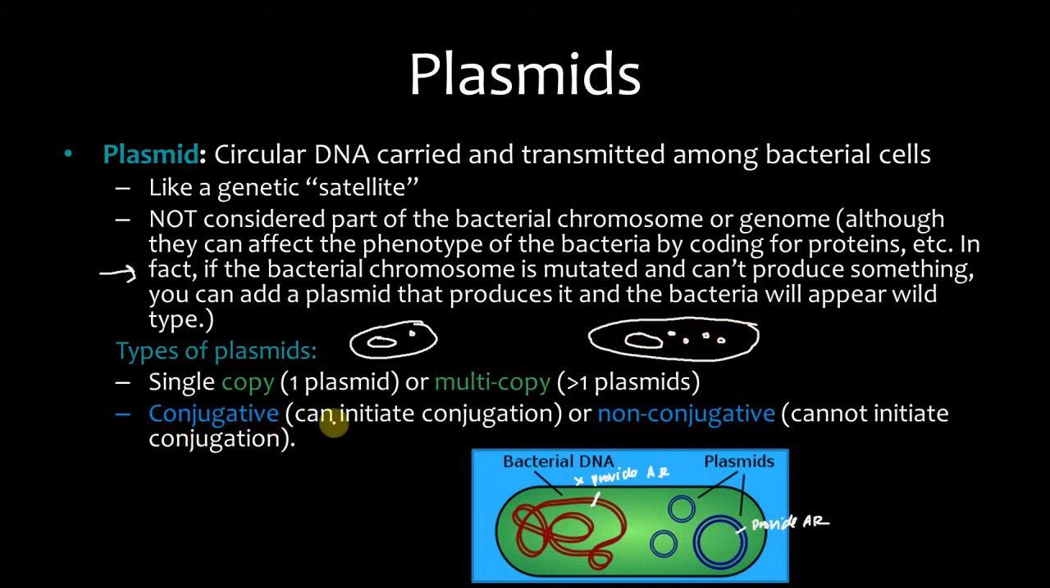Alright, and then you also have conjugative, which means that they can initiate conjugation. An example of this is the F plasmid or the F+ plasmid. Or non-conjugative, which means that they can't initiate conjugation. That's just a plasmid that's hanging out and doesn't make a bacteria create a pili. I think there's two L's, but don't quote me on that.